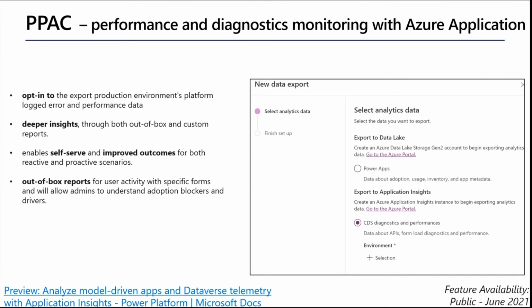Regarding the proactive scenarios, this is based on alerts. If we reach performance thresholds for form loads and API calls or plugins, this can be set up in Application Insights. And when these thresholds are reached, the alerts will allow proactive maintenance. So this is for the proactive scenarios.